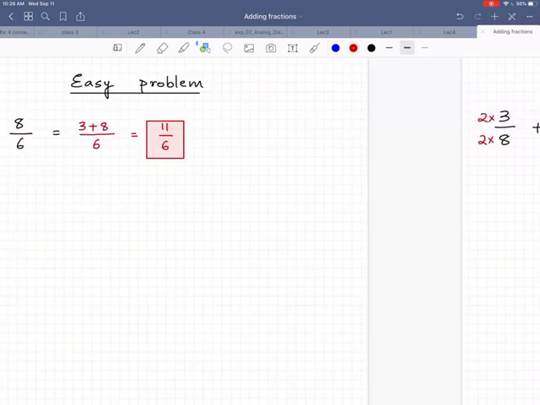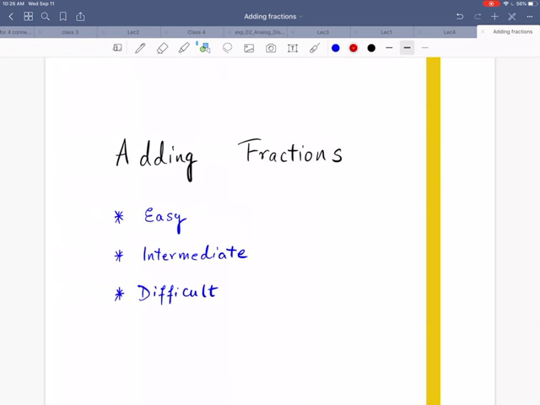Alright, I hope this video helps you to add fractions that have a common denominator already, or you can quickly manipulate the denominators to make it common, or for the difficult case, find the least common multiple of all the denominators and then add them up later on.